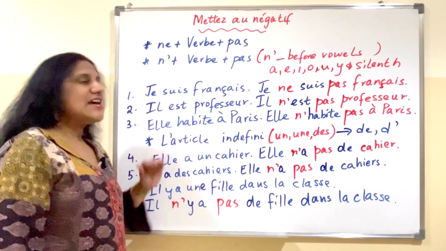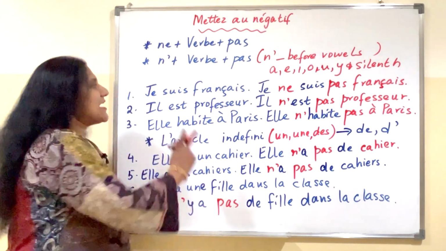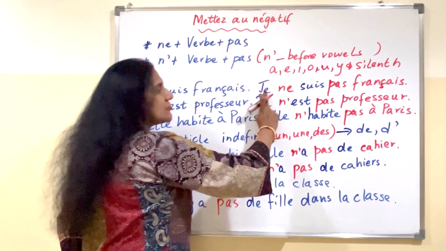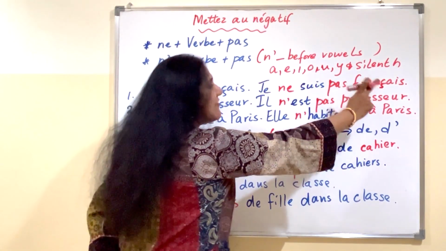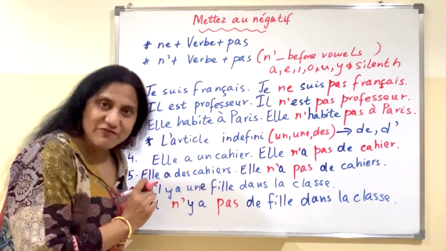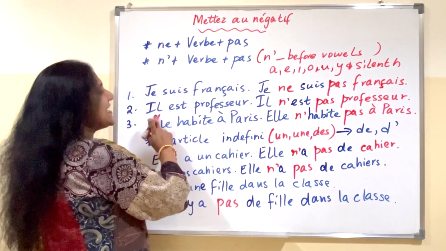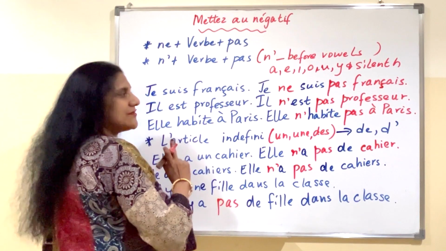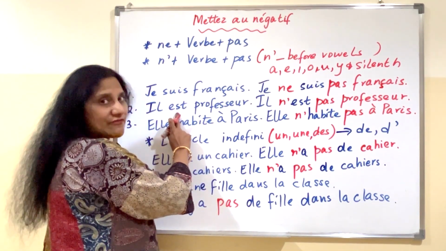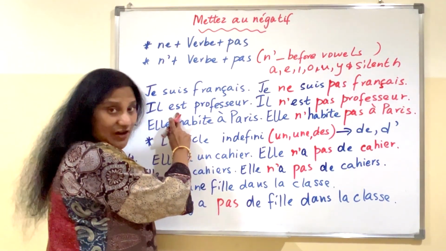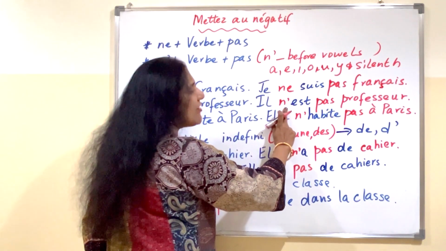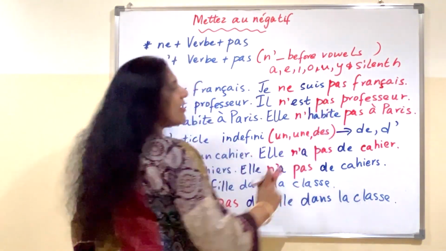Je suis français. I'm French. I'm not French. Je ne suis pas français. Put ne before the verb and pas after the verb. Il est professeur. Put ne before the verb, but this verb begins with a vowel, so it will be n apostrophe and pas after the verb.